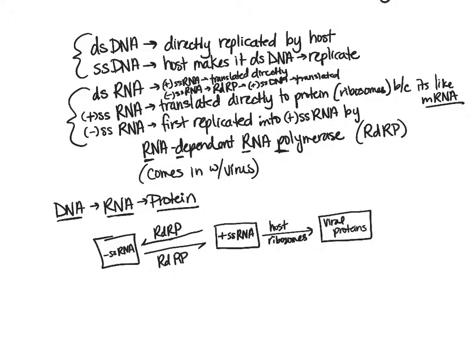Now, something else that you can think of in here is if we have double-stranded RNA, then we can use our RdRp to make a positive single-strand RNA with that negative single-strand RNA. And then we can again go to our viral proteins through the host ribosome. So a little bit different flow of information here compared to DNA goes to RNA, goes to protein.